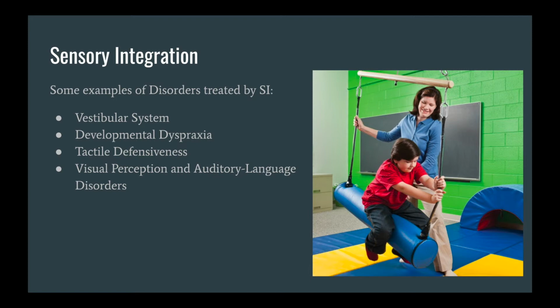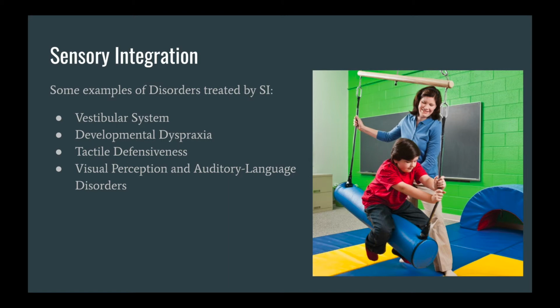So jumping right into some disorders that are treated by sensory integration. I've already mentioned some of them, but it makes sense that they go into all the different senses and some of the discrepancies that can happen if those senses aren't working properly. So there's ones with the vestibular system. The picture I have right now could definitely be working with a child who has either an under-responsive vestibular system or over-responsive vestibular system. So it could help to get them used to that movement and to be responding correctly to that movement.